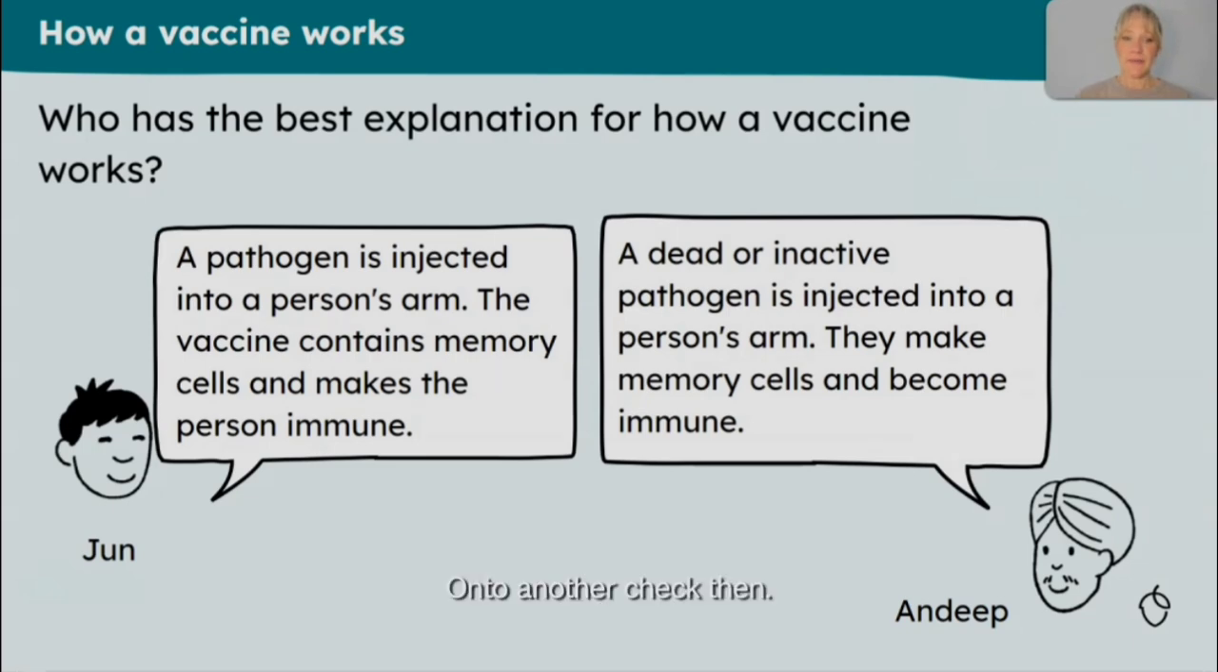On to another check then. Who has the best explanation for how a vaccine works? Is it Yun? A pathogen is injected into a person's arm. The vaccine contains memory cells and makes the person immune. Or is it Andeep? A dead or inactive pathogen is injected into the person's arm. They make memory cells and become immune. I'll give you a moment to think about it, but if you need more time, please pause the video.